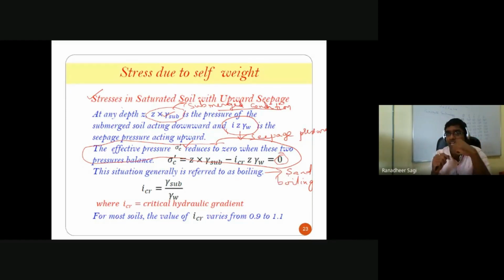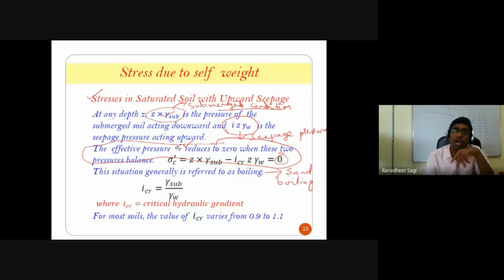Whereas in the case of clay, though the same phenomenon, let's say if I am trying to look at a similar kind of phenomenon in the case of clay, what happens is one clay particle is strongly bonded with the other clay particle because of what is called the cohesive nature. That force of attraction between two clay particles holds your clay particles together. That's the reason why we don't call this phenomenon of effective stress becoming 0 in the case of clay particles. We talk about it only in the case of sand particles. Okay, so that's the reason why.